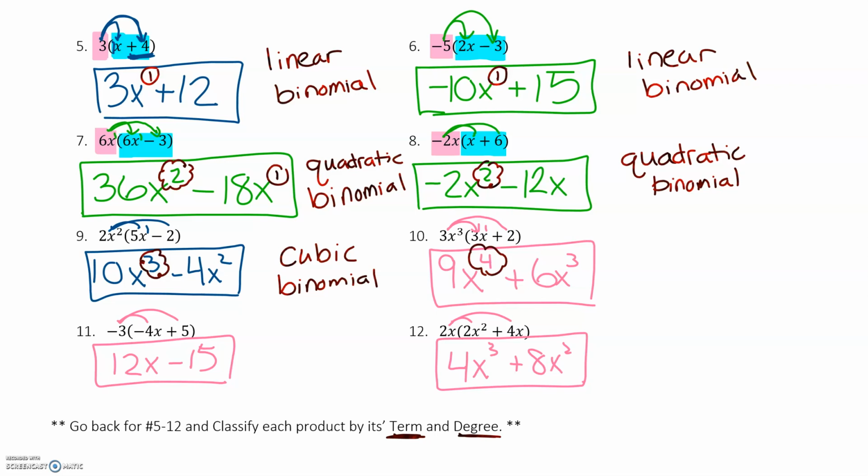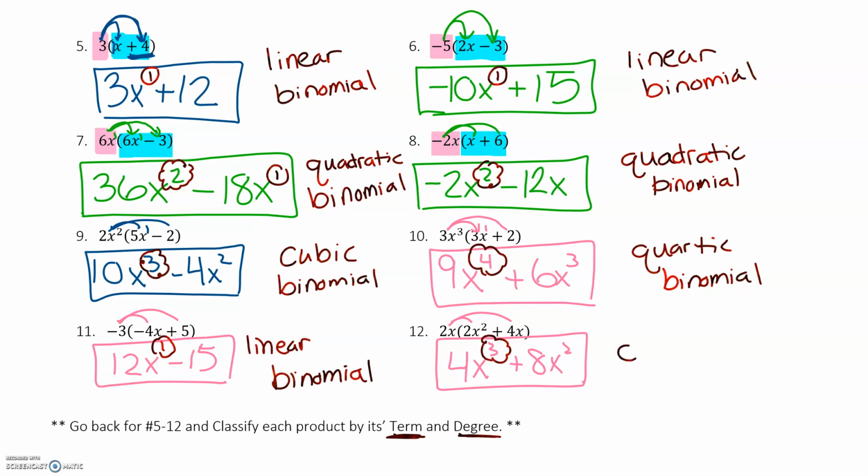On number 10, we have a biggest degree of 4. So remember, think like 4 quarters in a dollar. So this is quartic. And it's still a binomial. So quartic binomial. Oh, number 11 should be pretty easy for us. It's a degree of 1. So linear binomial. And number 12, the biggest exponent here is a 3. So this is a cubic binomial.